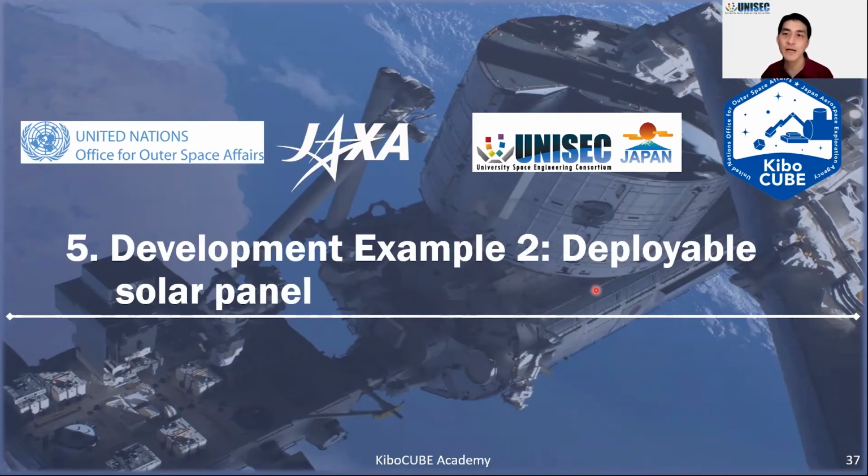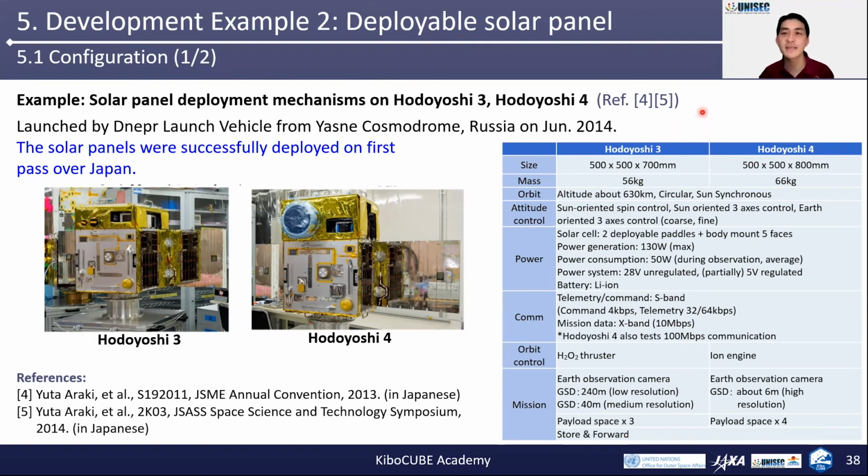Next example covers the development of deployable solar panels on small satellites. The small satellites in this example are Hodoyoshi 3 and Hodoyoshi 4. I am showing these examples through the courtesy of Mr. Yuta Araki, who was in charge of the development of these mechanisms. Hodoyoshi 3 and Hodoyoshi 4 were launched together by the Dnepr launch vehicle in 2014. The solar panels were successfully deployed on the first pass over Japan.